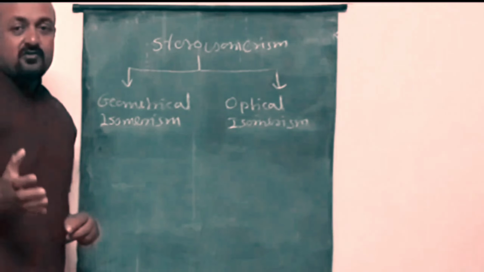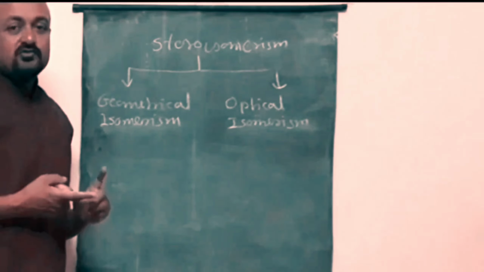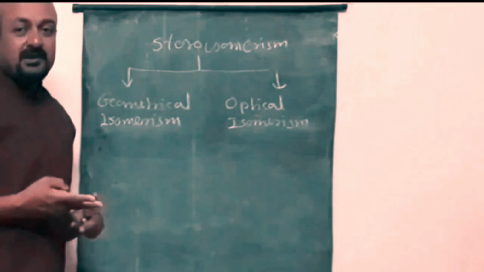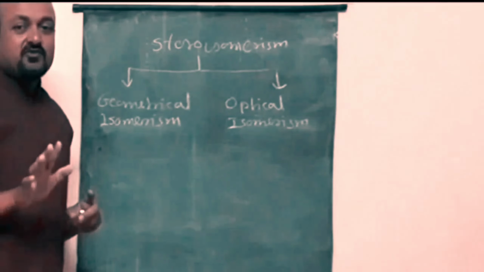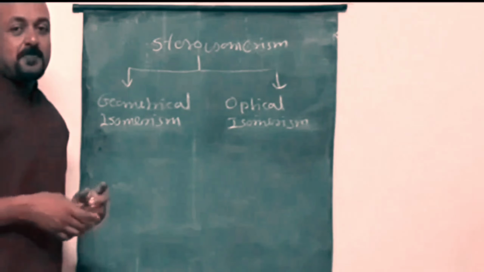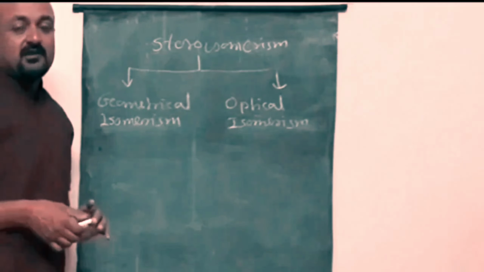In the previous video, we discussed chain isomerism, positional isomerism, functional isomerism, metamerism, and tautomerism. And as you know, these five are the types of structural isomerism. In this part, we are going to discuss stereoisomerism.